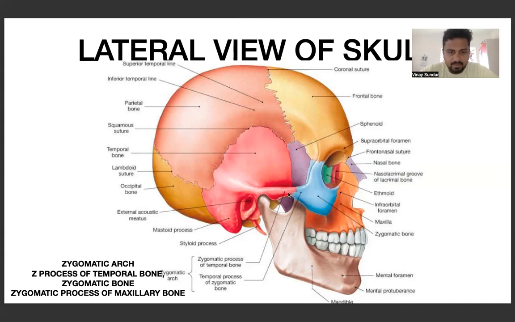And this part of the zygomatic bone is what is known as the zygomatic arch. So if someone asks you what forms the zygomatic arch, it is formed by the zygomatic process of the temporal bone and the temporal process of the zygomatic bone. So this is how it works.